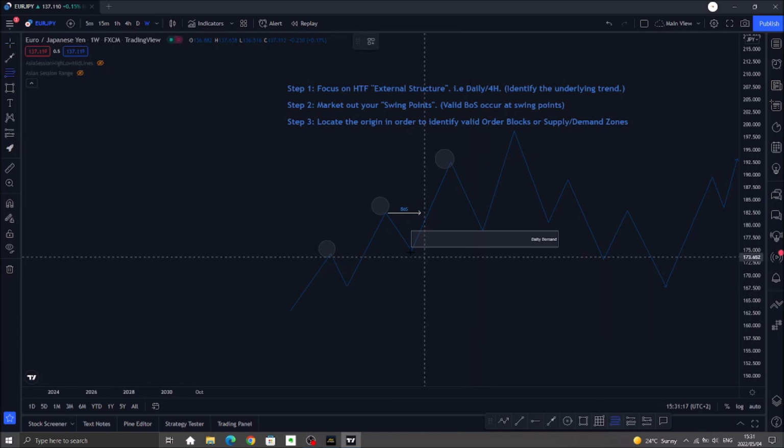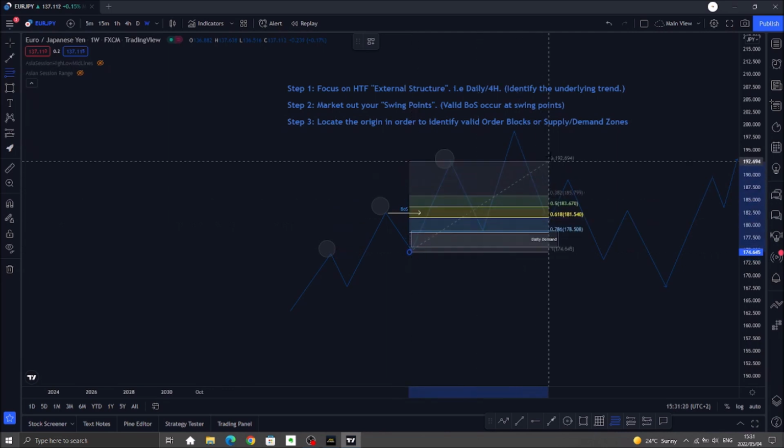And again, remember, you also want to make sure that you're constantly looking out to make sure that you're buying at discounted prices and you're selling at premium prices, all right?